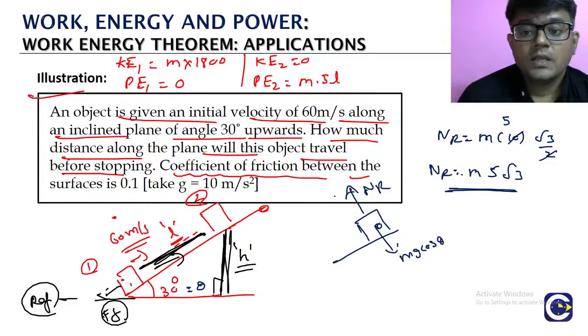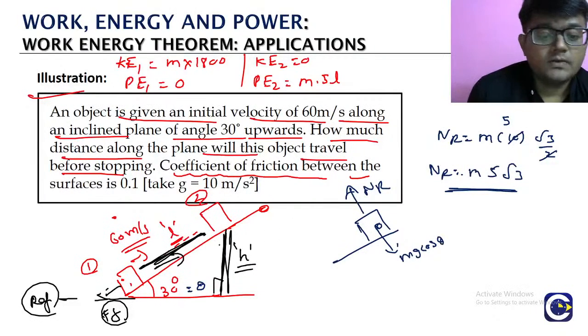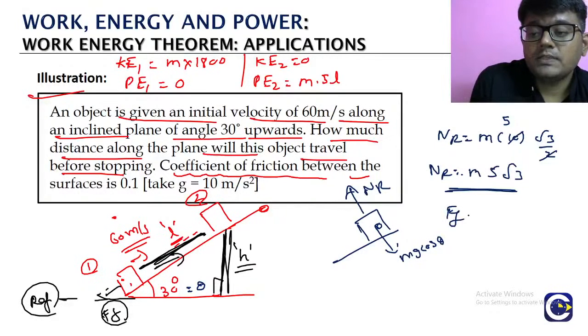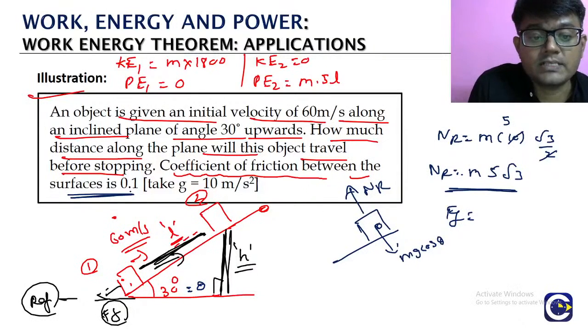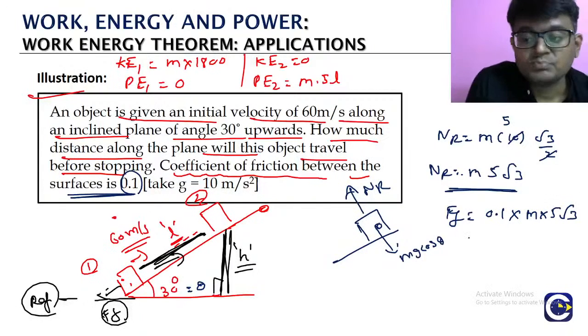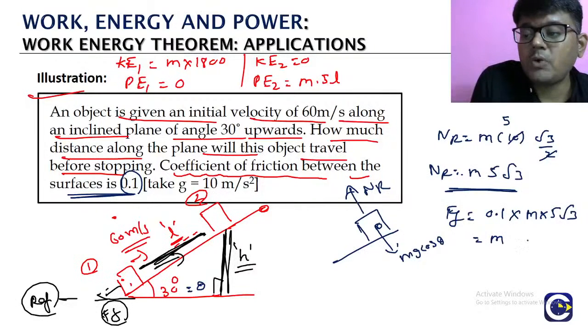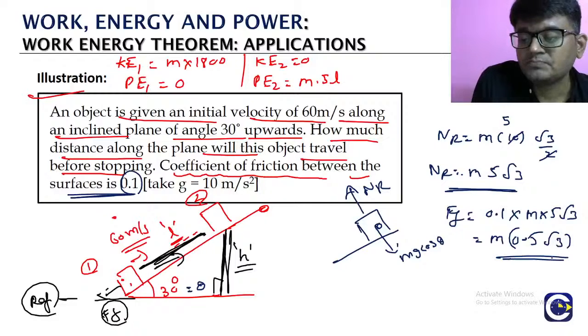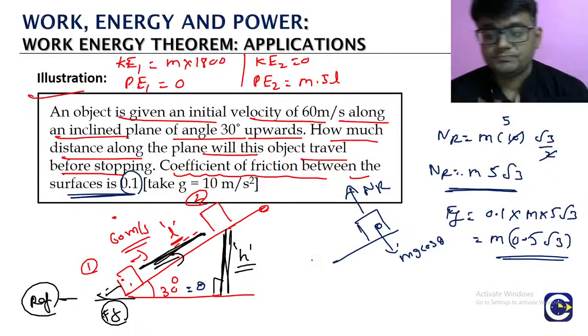Okay. Then the friction force will be what? Since there is a motion here, we will consider the friction to be what? Kinetic friction. It is not mentioned, but we will have to consider kinetic friction. So this is the coefficient of kinetic friction. Friction force is coefficient of kinetic friction into normal reaction, right? Which is M into 5 into root 3. So this is M into 0.1 into 5 root 3, which is 0.5 root 3 M. That is the frictional force.